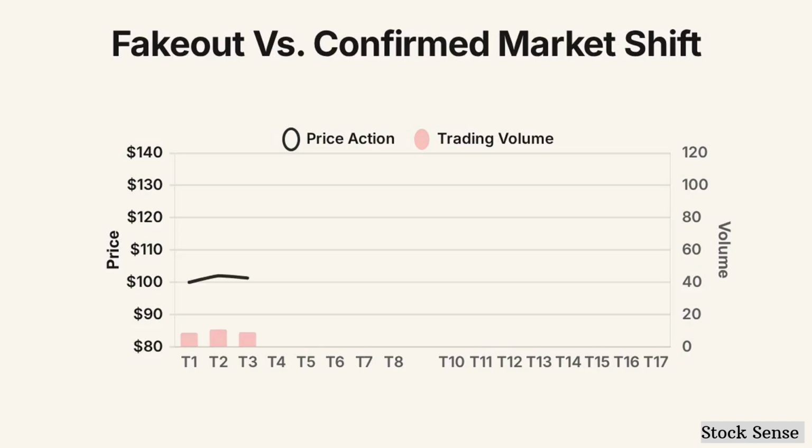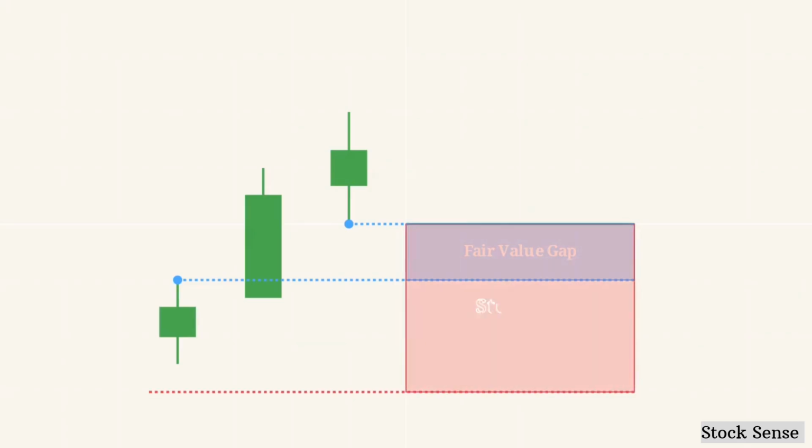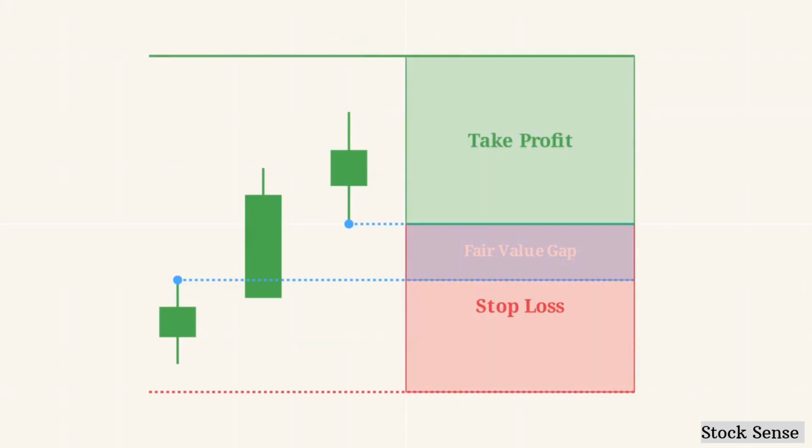They ensure you are entering based on a confirmed change in short-term buying or selling pressure rather than a temporary price spike. Look for a fair value gap, the empty space created when the first and third candle wicks fail to meet. Set your entry order at the edge of that gap. Place your stop loss below the swing low and target the opposite daily liquidity line.